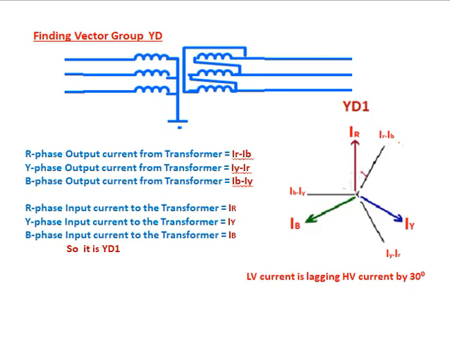This LV current is lagging the HV current by 30 degree. LV current is lagging the HV current by 30 degree means it is YD1.